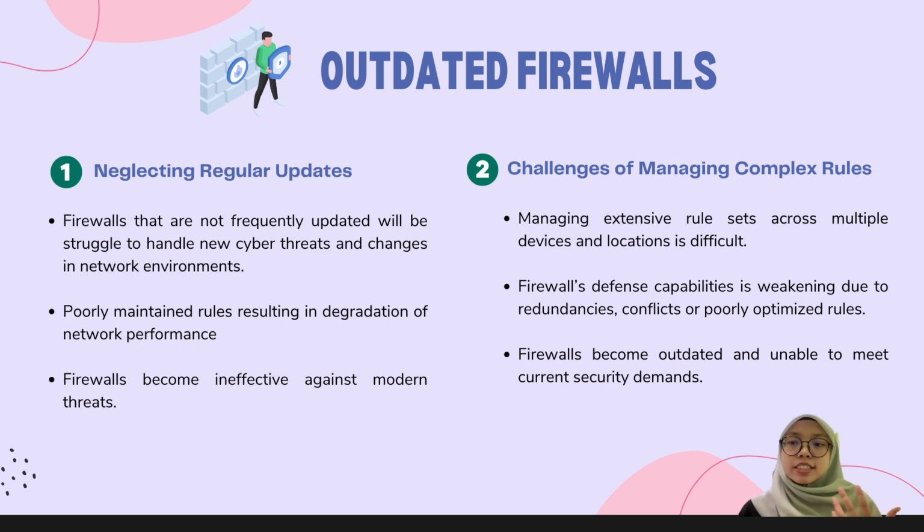In addition, the challenge of managing complex rules is also one of the causes of outdated firewalls. To filter traffic across multiple devices in modern networks, firewalls are required to use many rules, and it is difficult to manage them. Redundancies, conflicts, or poorly optimized rules may weaken the firewall's defense capabilities. As these problems grow, firewalls may lose their ability to protect the system effectively, which then makes them become outdated and unable to meet modern security needs.